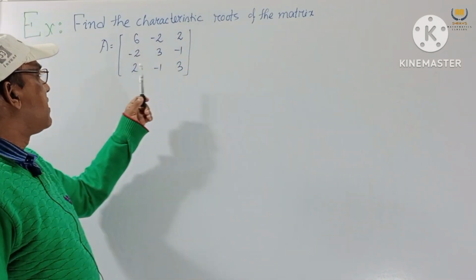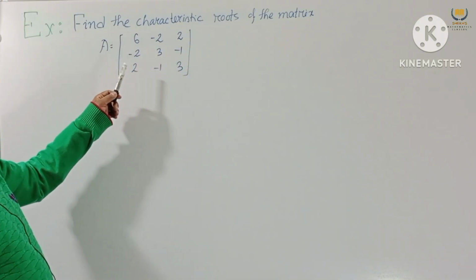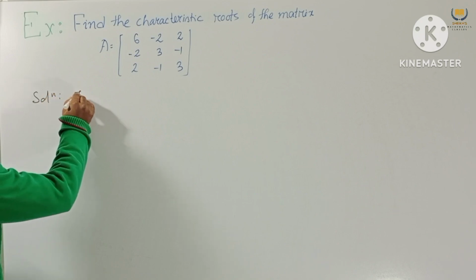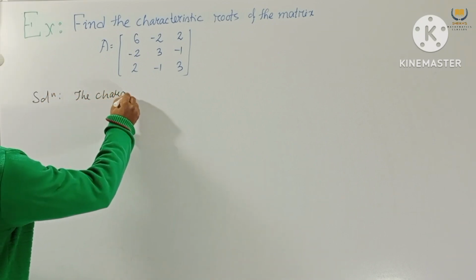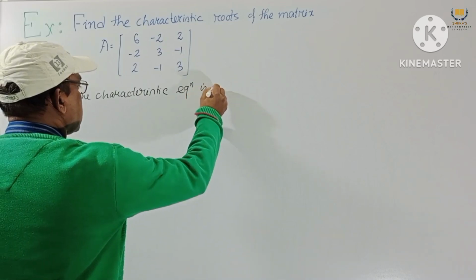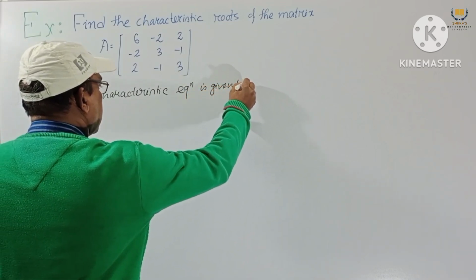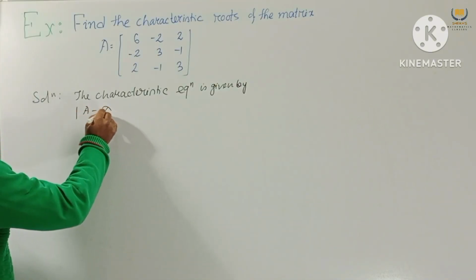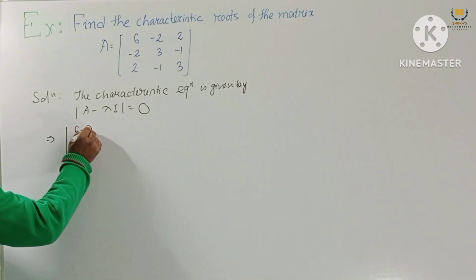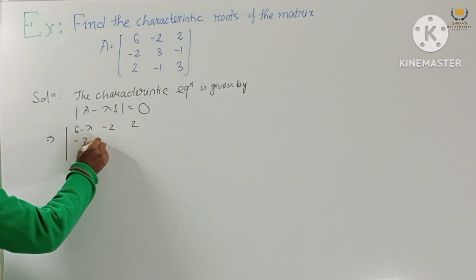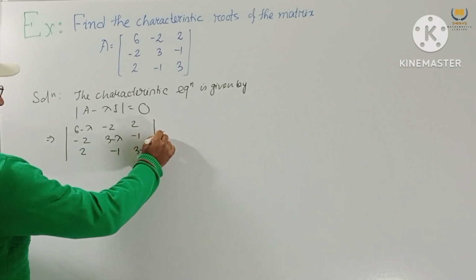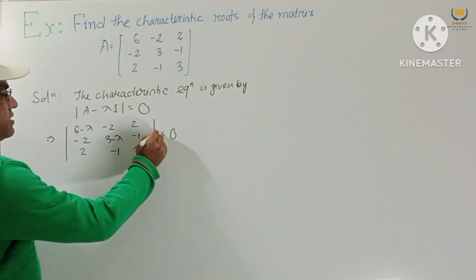Find the characteristic roots of the matrix A equal to [6, -2, 2; -2, 3, -1; 2, -1, 3]. Now we want to solve this problem. The characteristic equation is given by determinant of A minus lambda I equal to 0. So the determinant is |6-λ, -2, 2; -2, 3-λ, -1; 2, -1, 3-λ| equal to 0.